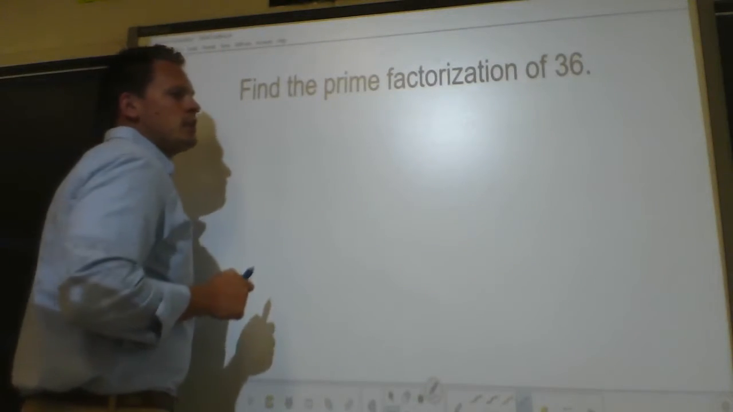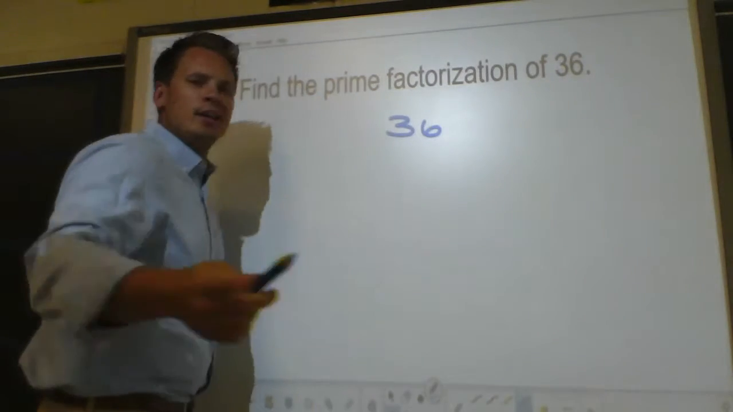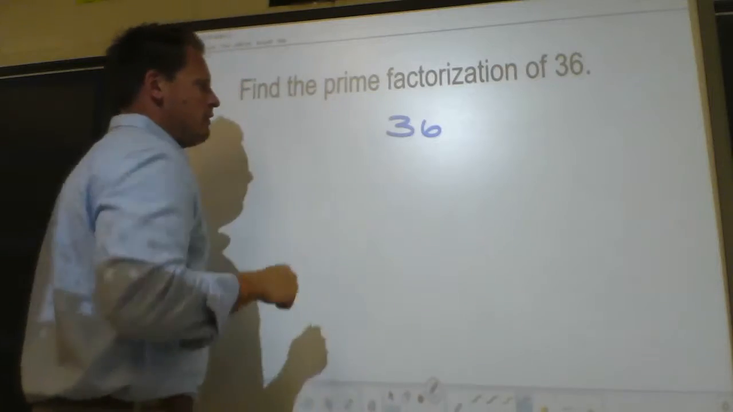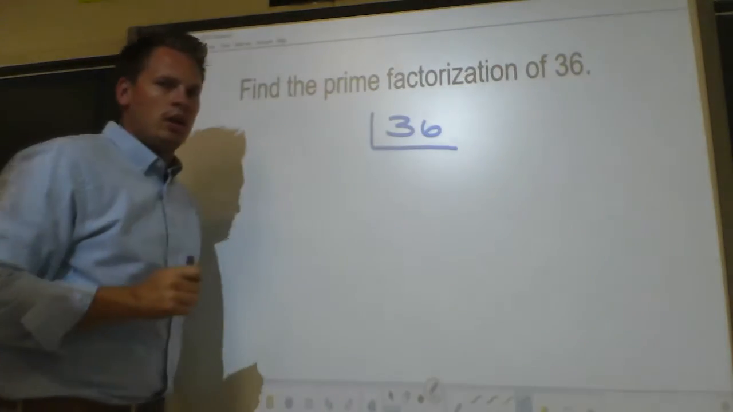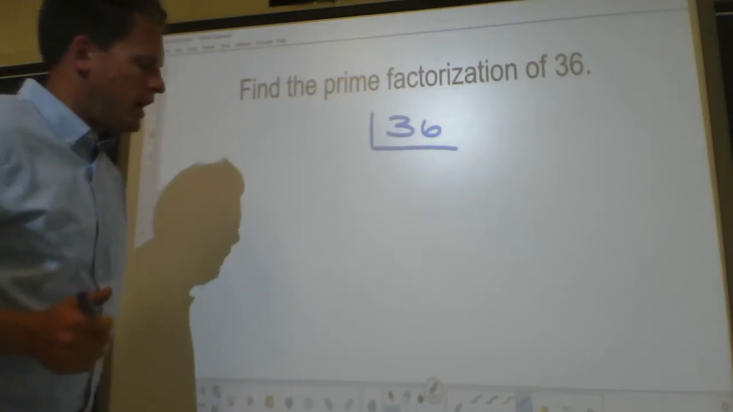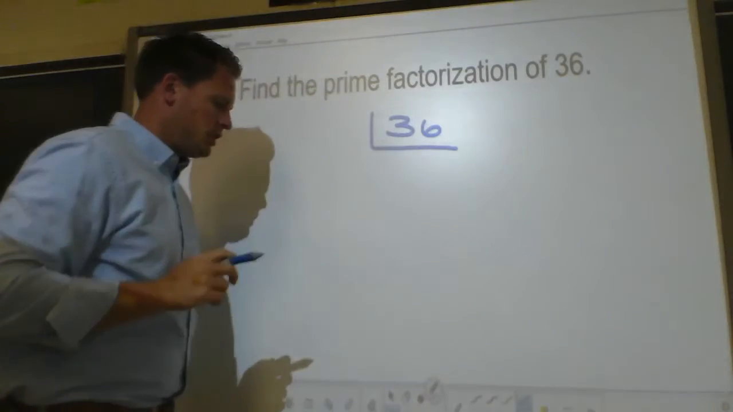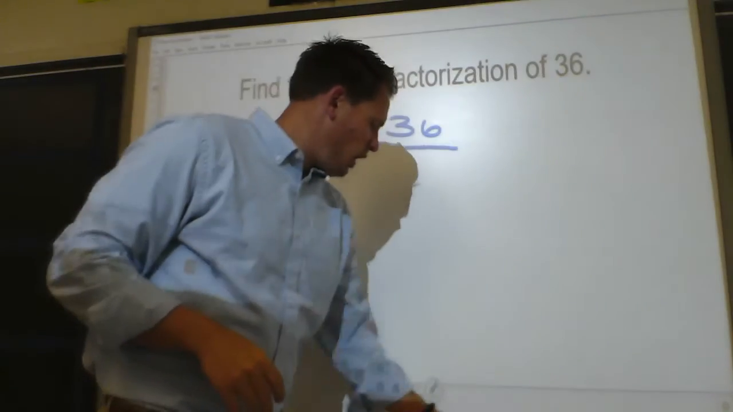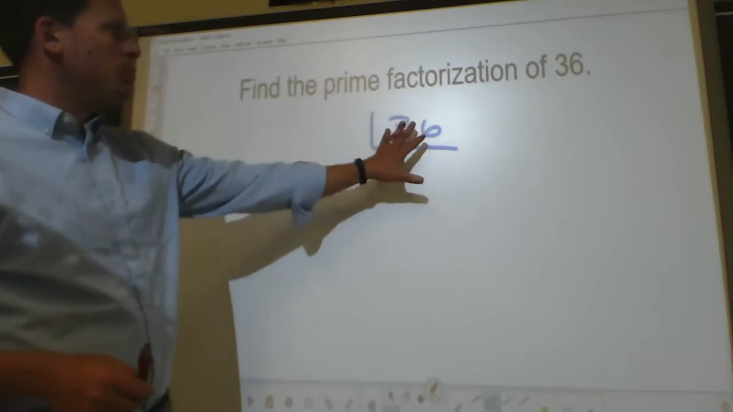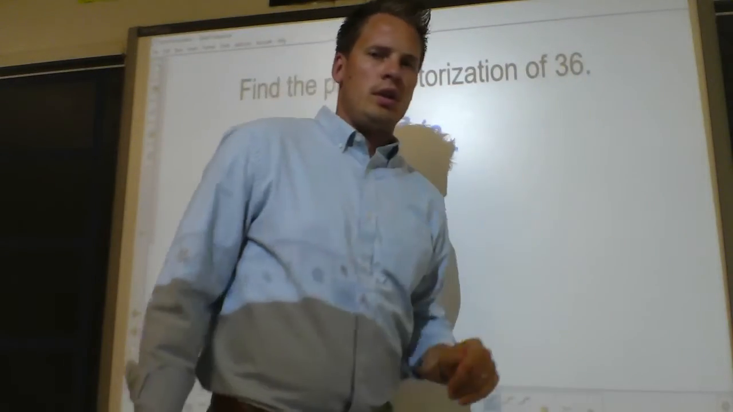So we're going to do prime factorization of 36. Okay, here's why it's called upside down. I remember upside down division because our upside down division bar goes there. All right, so we're going to do 36. Okay, and what we're going to do is we're going to look for the prime factorization.